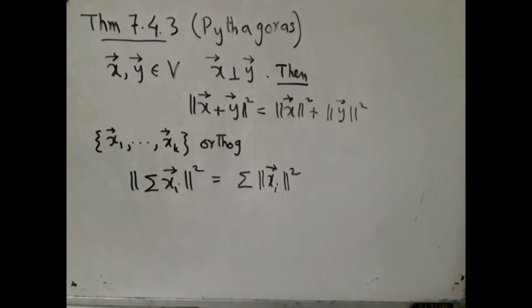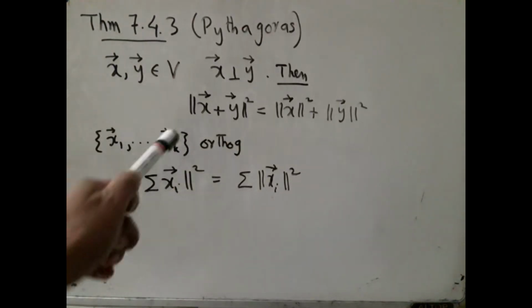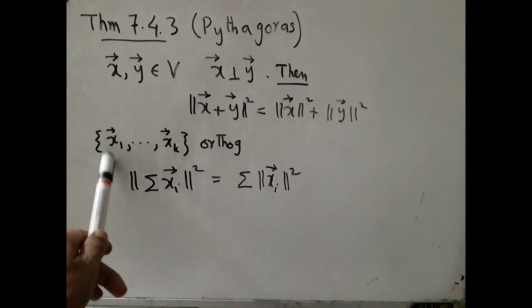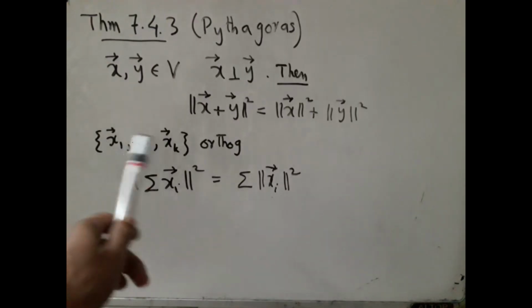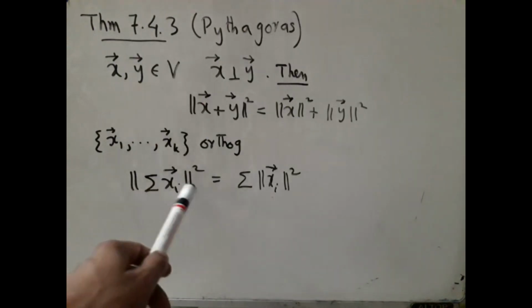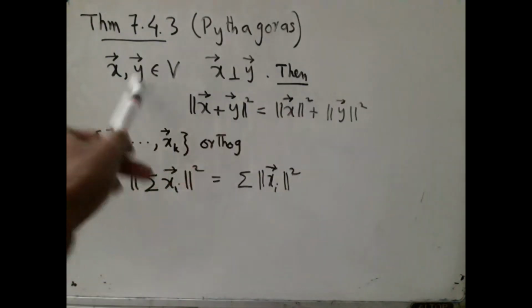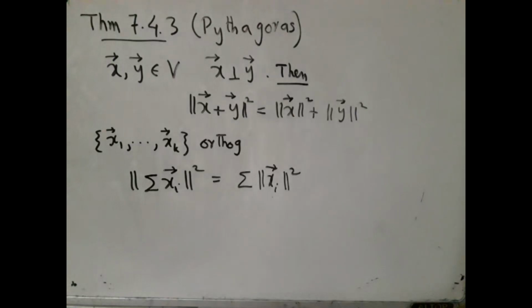More generally, if I have x1 to xk, and that forms an orthogonal set, that is, if you take any two distinct xi's here, their inner product is 0, in that case, form the sum and take the squared norm, that is the same as first taking the squared norm and then taking the sum. Once you prove the two-vector case, this just follows by induction. I am not proving it here because we have already proved it in one of our earlier videos.